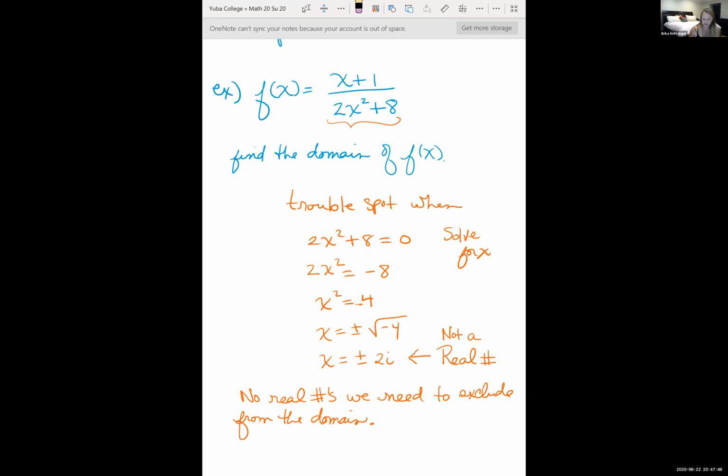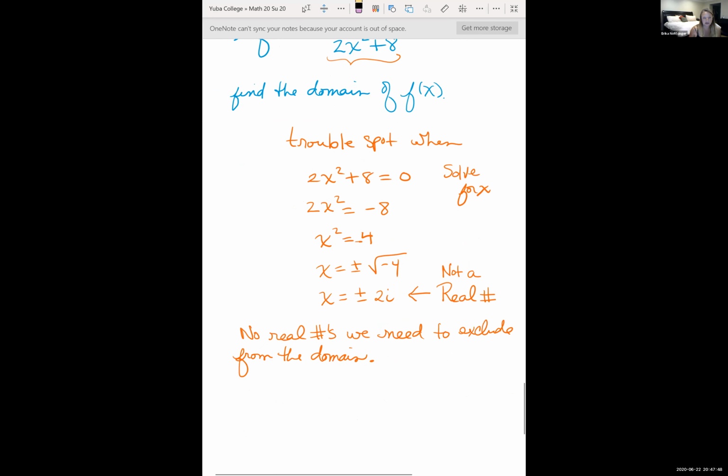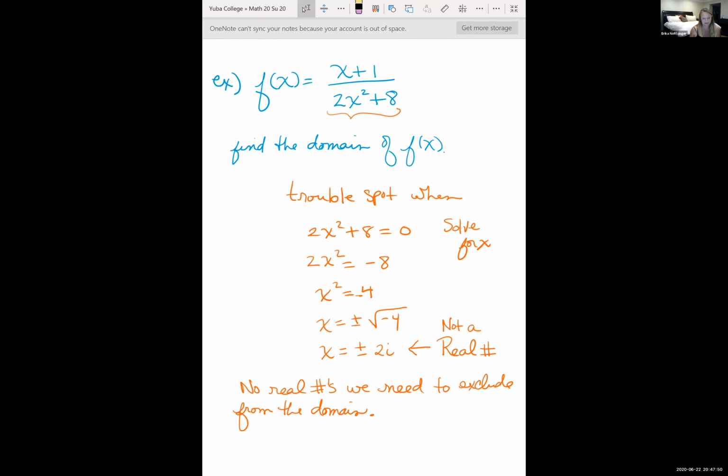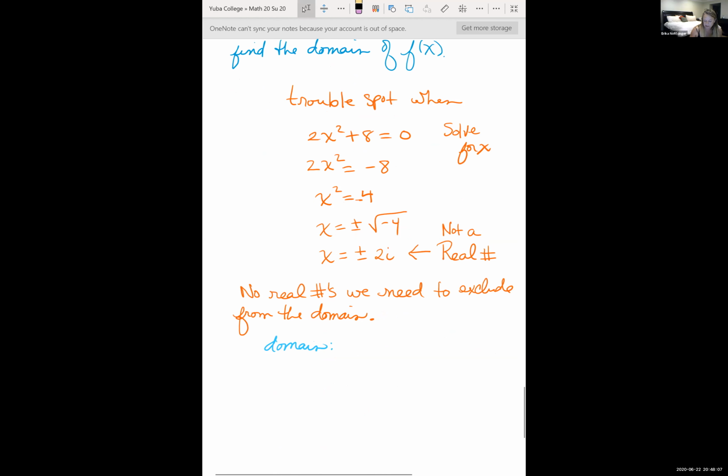And so that tells me that if I don't need to exclude anything from the domain, my set of x, that would mean that my domain is all real numbers. And so just look and see how they want you to express that. But I would normally express it in interval notation. We went over that last week. So that would be from negative infinity to infinity.